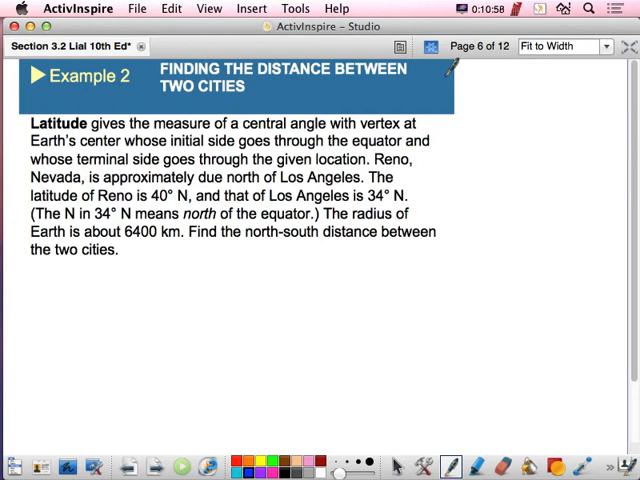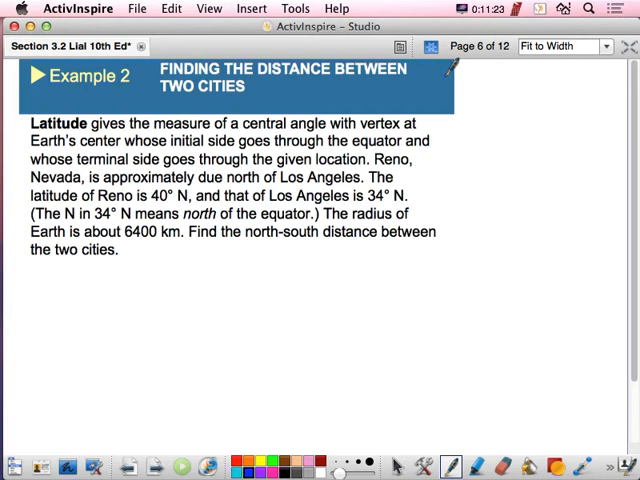Okay, so for this example, we're going to talk about latitude. Latitude gives the measure of a central angle with a vertex at the Earth's center, whose initial side goes through the equator and whose terminal side goes through the given location. So Reno, Nevada is approximately due north of Los Angeles. We know the latitude of Reno is 40 degrees to the north.